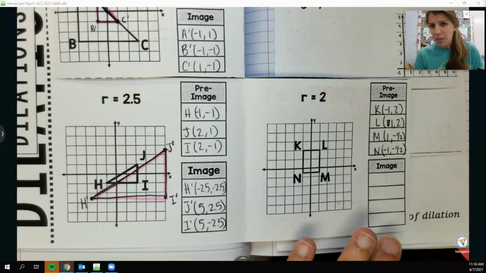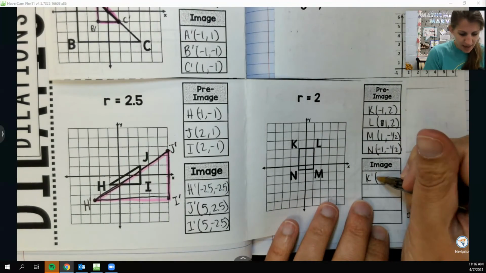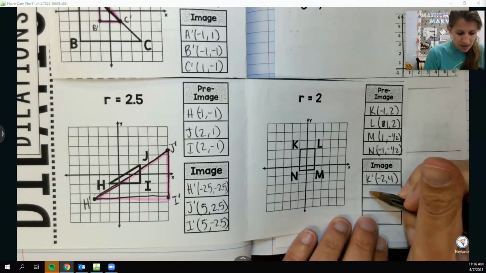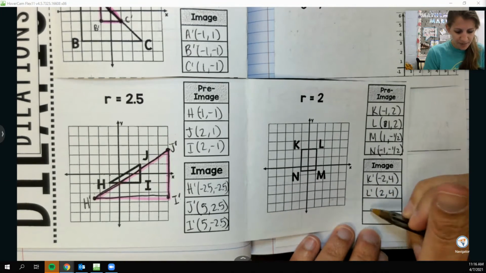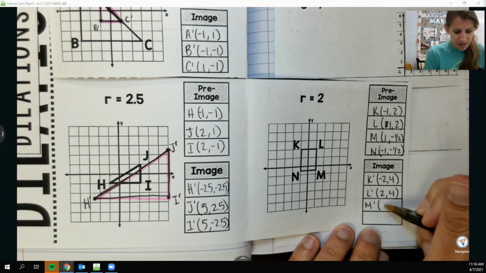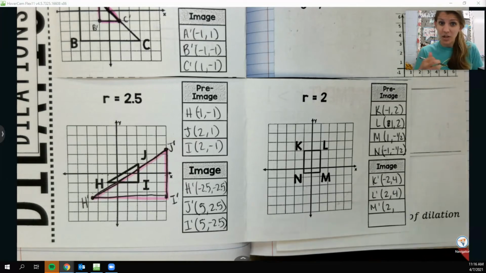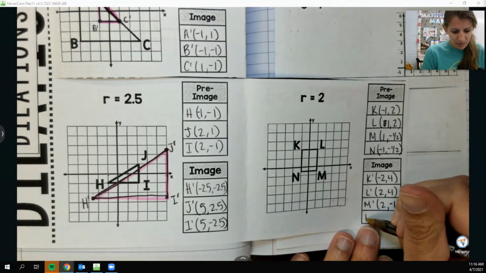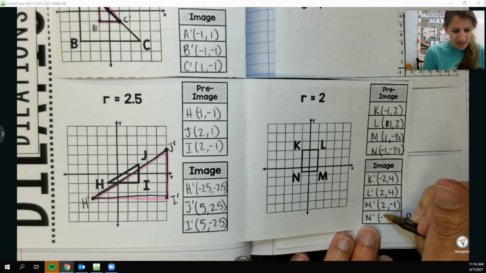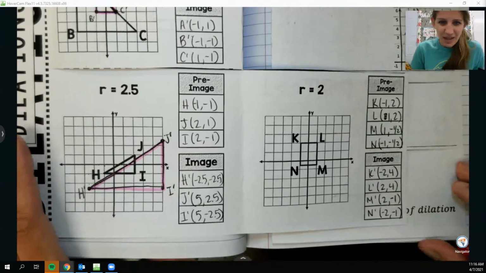And now we're just going to double all of those points. So K prime is going to be at negative 2, comma 4. L prime will be at 2, comma 4. M prime is going to be at 2, and then 2 times half, or half of 2 is 1, but it is negative. And then N prime will be at negative 2, comma negative 1. And then we just go plot those.